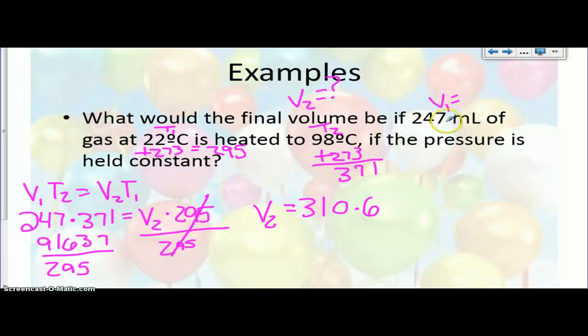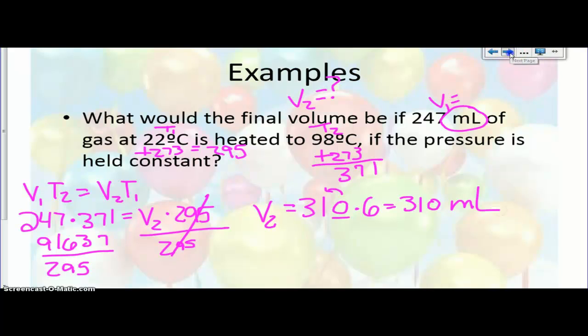Okay, we need sig figs, so we got 3, 2, and 2. So 2 is our smallest. So this is not going to round up because this is 0. But remember, you have to keep this one because it's a placeholder. So our sig-figged answer is 310. And the volume unit that we were dealing with in this problem was milliliters. Okay, so there's your answer.